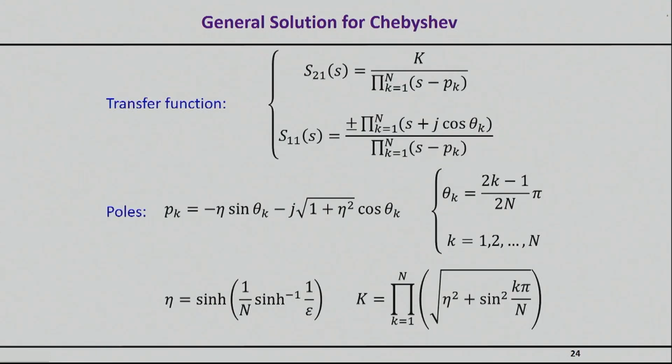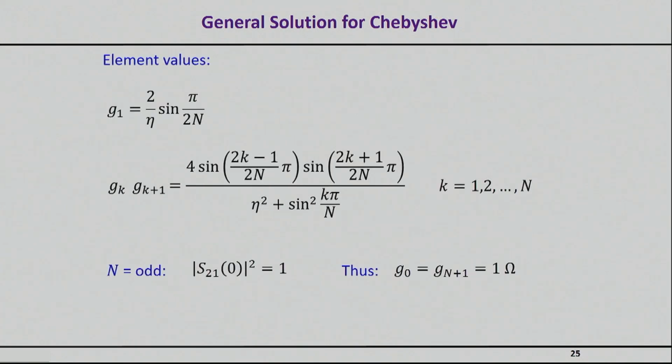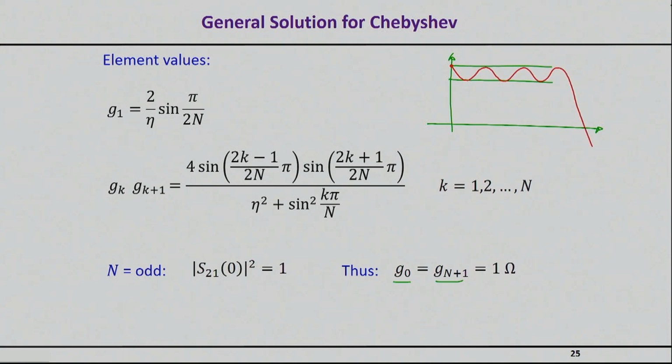Very similar things happen for Chebyshev. The equations are slightly messier, but nothing really difficult, and they can be programmed very quickly. However, what I do want to point your attention to on the Chebyshev side is that this nice property of having G naught, the source resistance, being equal to Gn+1 is not necessarily true. The reason for that is because for a Chebyshev polynomial, you have a ripple. So within your passband, your Chebyshev might actually look like this, and then start rejecting.